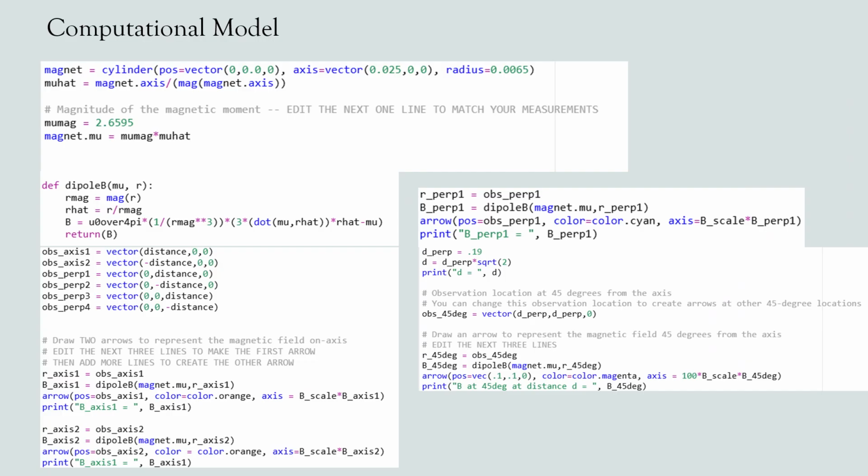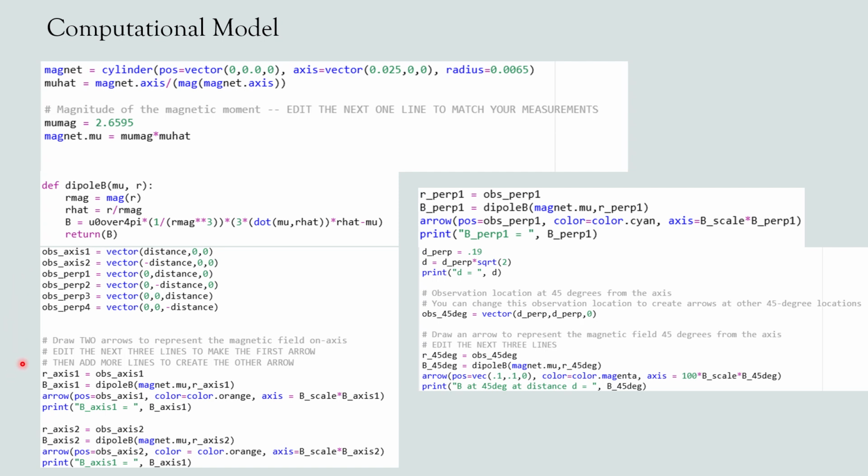What is the computational model used in GlowScript? As we can see here, these lines of code are used to create the magnet figure. Here is the function we use to find the magnetic field due to the bar magnet. And here are the observation locations for the various places, with 2 of them being on axis and 4 of them being on the perp axis.